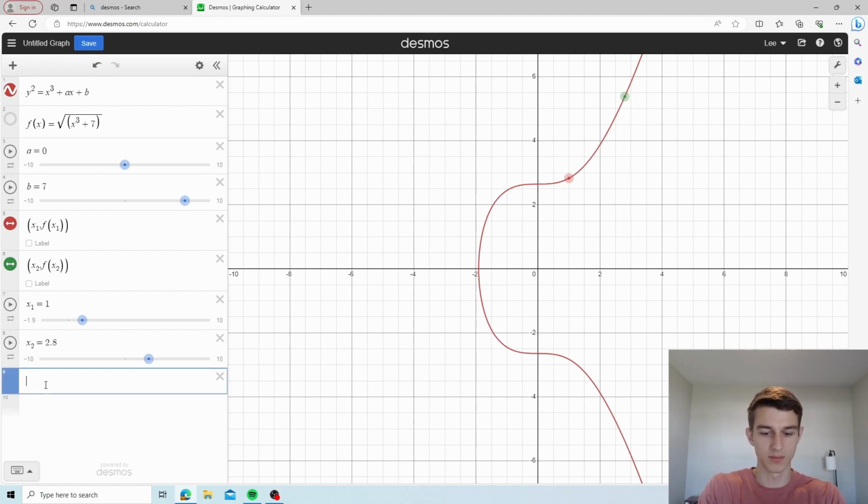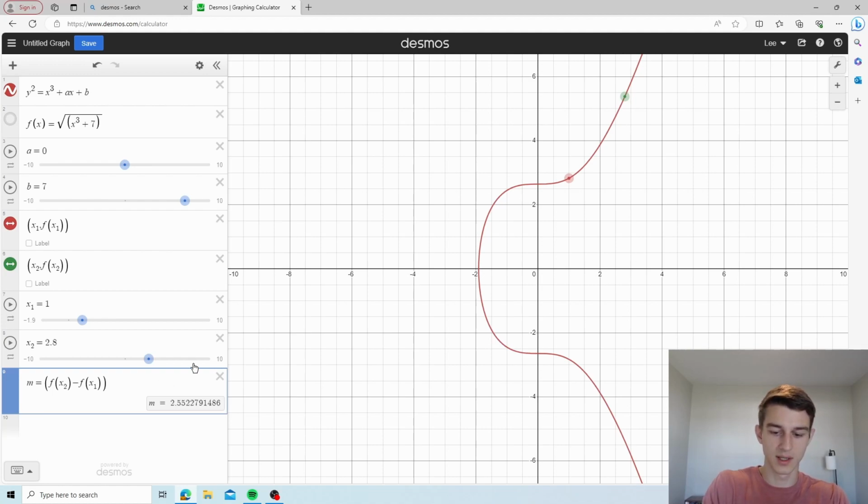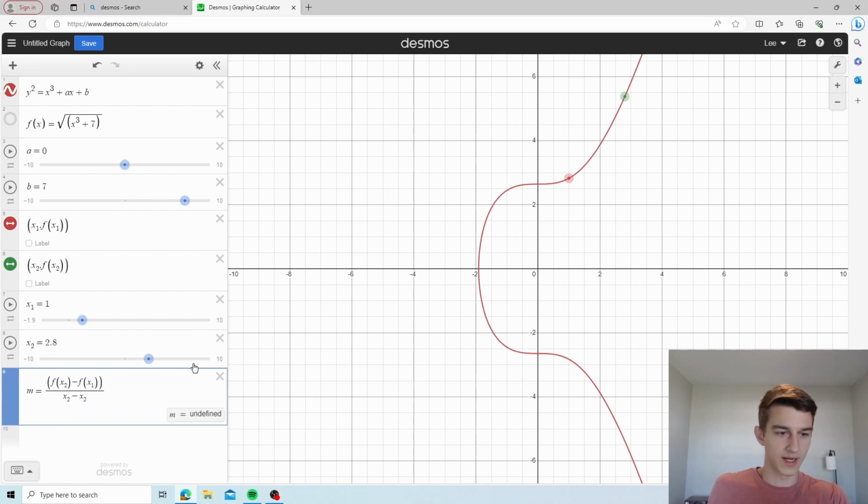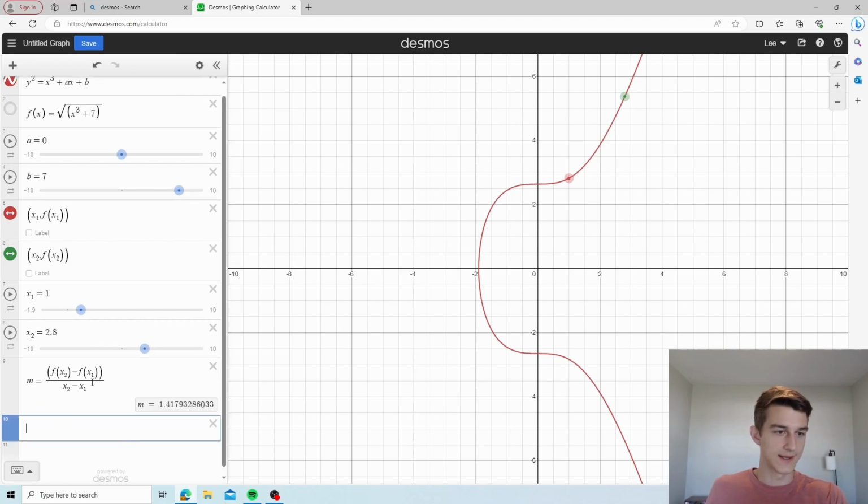First we'll calculate the slope. So m is typically used for the slope, and we have f of x2. So the top half of point slope form is always y2 minus y1, which in our case we're going to use the function to evaluate, divided by x2 minus x1. Okay, so this is our slope that we will use.